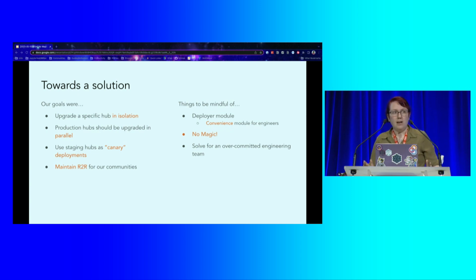So what do we need to be mindful of as we're working towards this goal? First of all, the deployer module. It is a convenience module for engineers. You saw my title slide. There were not many names listed on it. And yet we are running over 50 hubs. We have a high ratio of hubs to engineers. In order to scale, we need certain convenience functions to automate things for us.